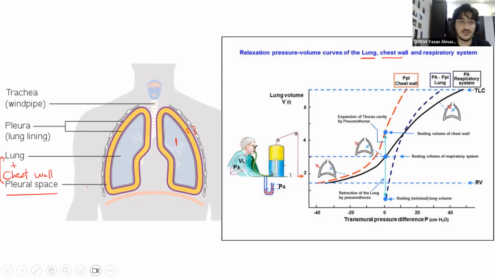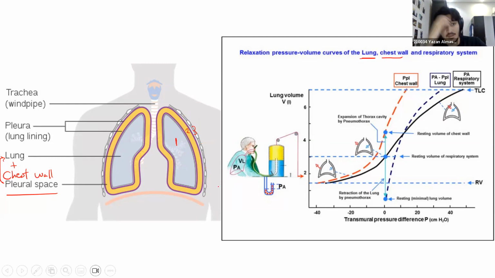That's why they don't act individually. If they act individually, the lung will collapse upon itself and the chest wall will expand. This is how it happens in a disease that I'm going to talk about. But they don't act individually; they are connected by something. What is that thing? It's the pleural space.